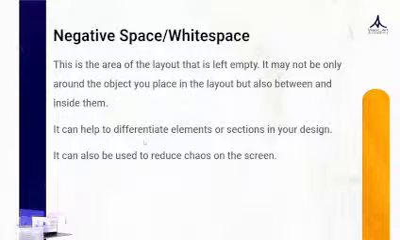So it can help to differentiate elements or sections in your design. So if you have different elements that need to be distanced from each other, we make use of white spacing. So unlike the proximity that I said, that when you need some elements to be together, you need some connection between them, that means you bring them together. But on the other hand, sometimes you also have some elements that are not supposed to be together. What do you use to differentiate them? White spacing. So it can be used to reduce chaos on the screen.